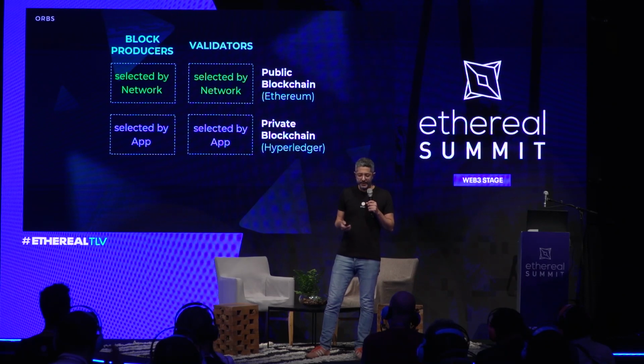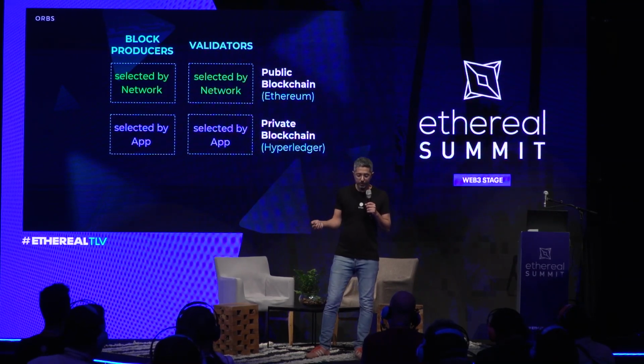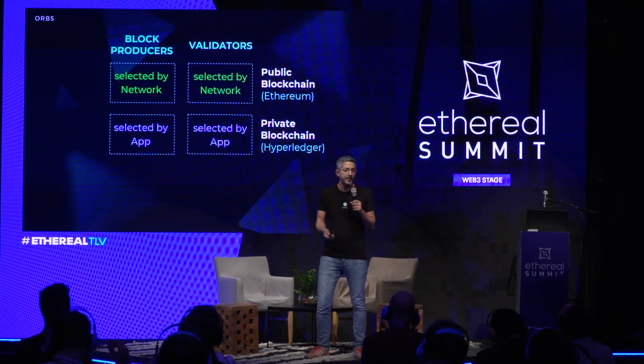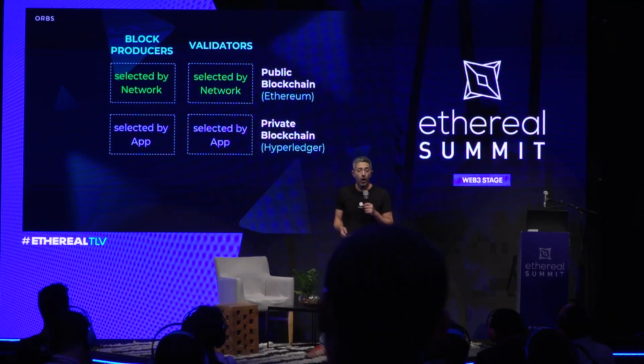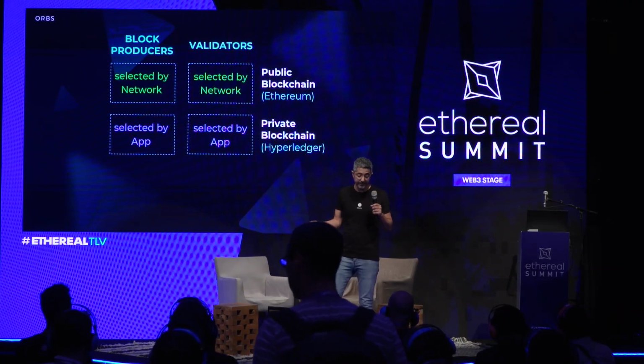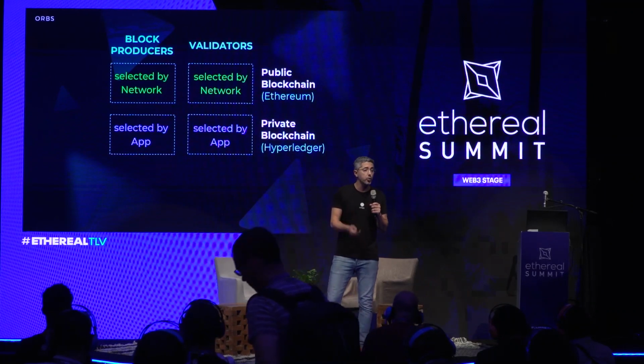So now when we apply these two labels and we look on a public blockchain like Ethereum, of course, both the block producers and validators are the same nodes, and they're always selected by the network. On a private blockchain like Hyperledger, both of these groups are selected by the app. It's the same group. But now comes the aha moment.